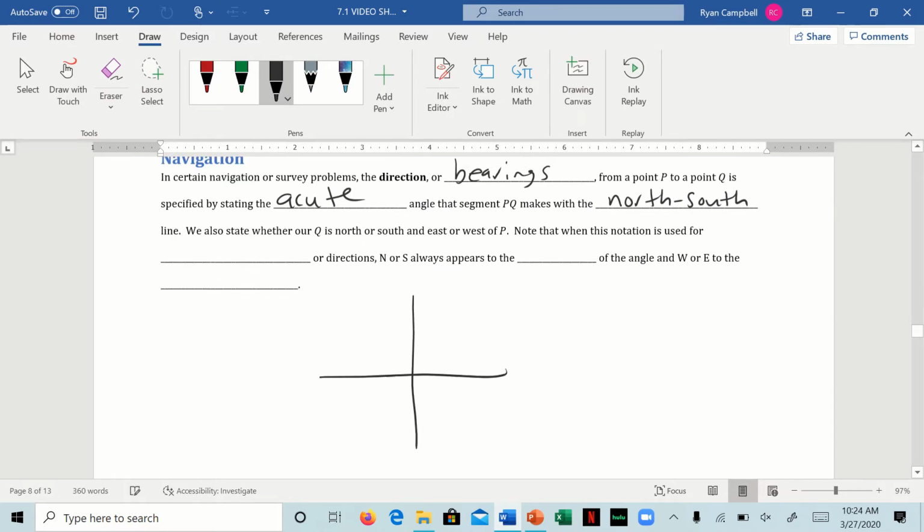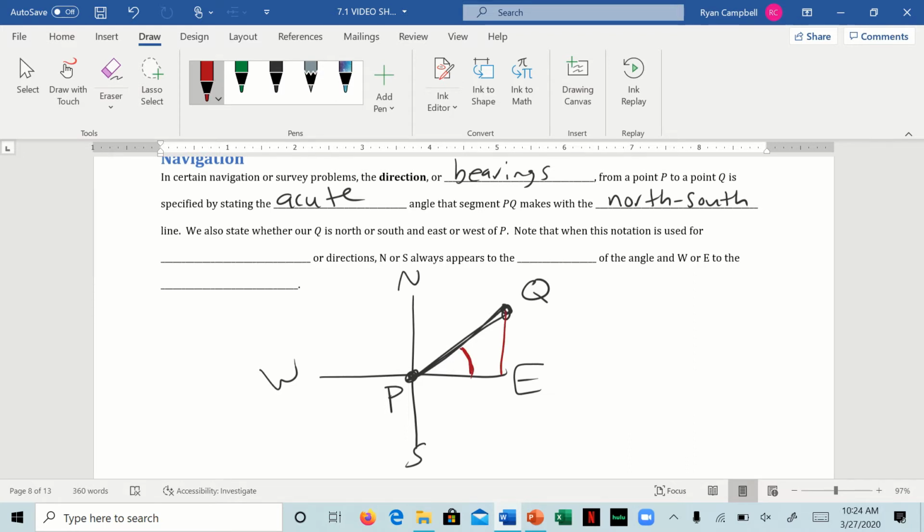So if we have north, south, east, west, and let's say you're going from P, so this is where P is, and we're going to Q, right? The angle that we are creating, typically, when we do our standard positioning, we always go with the x-axis. However, with navigation, this is the only time that we are using the north-south line. This is the angle that we have to use when it's talking about bearings. Essentially, the idea is we are always going north or south. We're just going east or west of that direction.